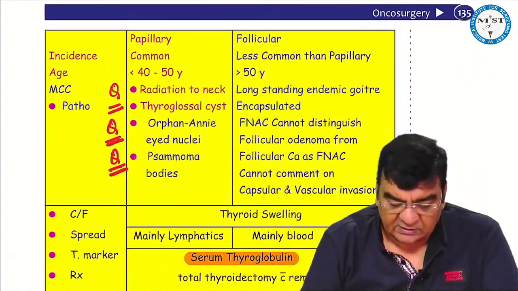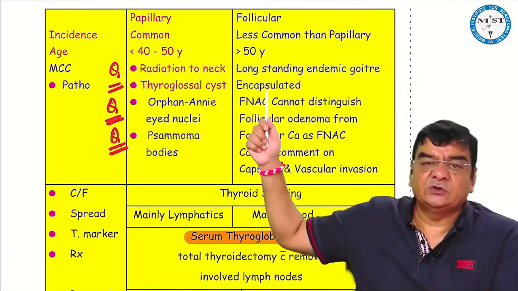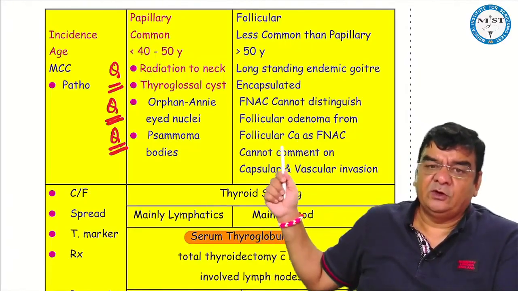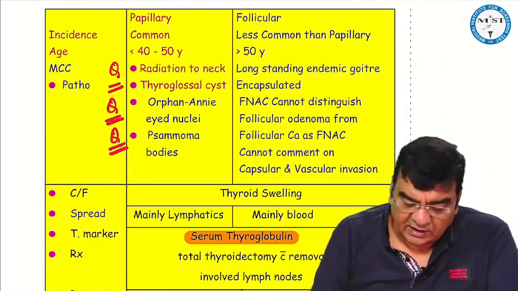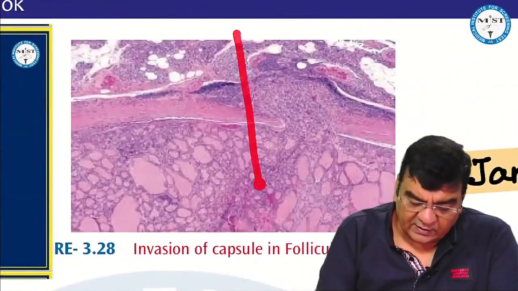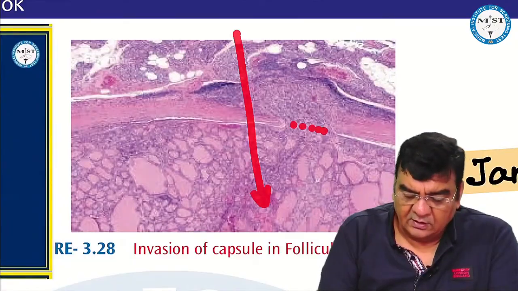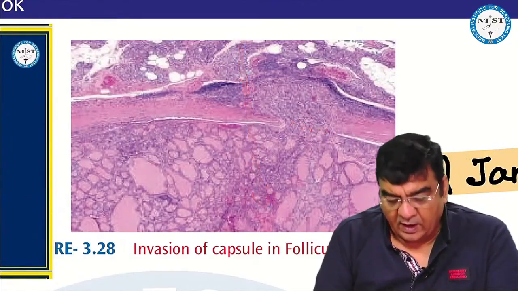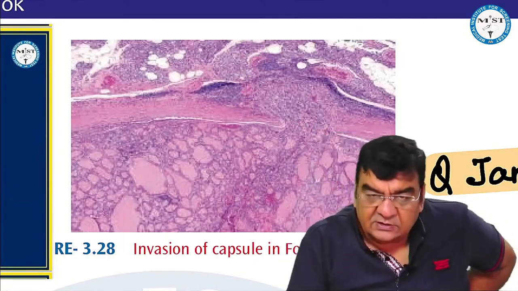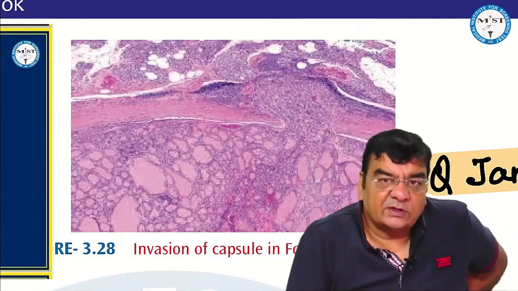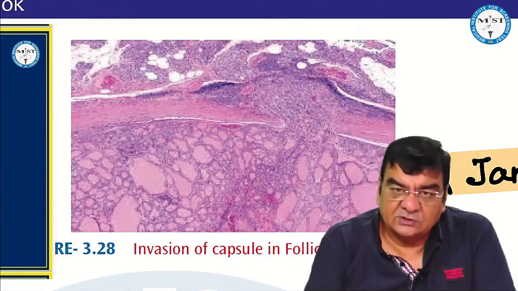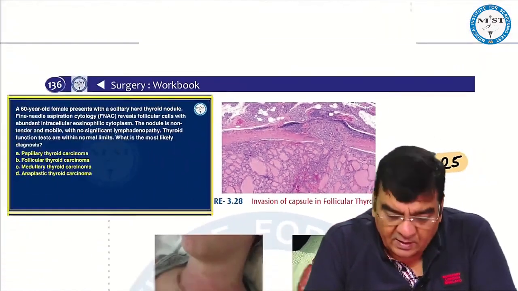Follicular thyroid cancers, pathologically they are encapsulated, and FNAC cannot distinguish between follicular adenoma and follicular carcinoma because FNAC cannot comment about capsular or vascular invasion. The only difference between the two is that when the capsule or the vessels are invaded, then it is carcinoma. Otherwise, it's adenoma.